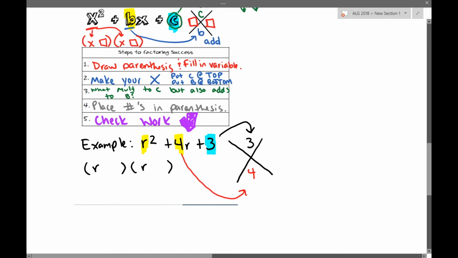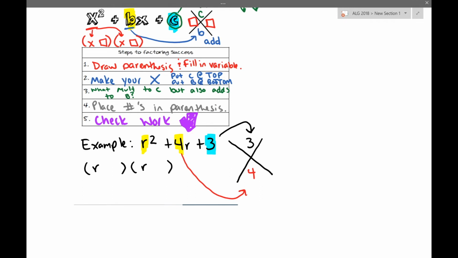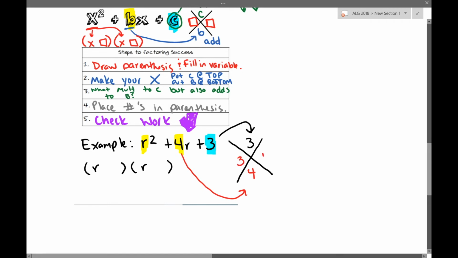Let's move on to step 3. Step 3 says what multiplies to c but also adds to 4. So what multiplies to 3 but also adds to 4? This is kind of a guessing game. You need to figure out what two numbers multiply to one number but also add to another. So what multiplies to 3? Well, the only one that multiplies to 3 is 3 times 1. Does 3 plus 1 give me 4? Well, yeah. So my answer would be 3 and 1. I like to put a positive and a positive here, so that way it makes it easy on myself.